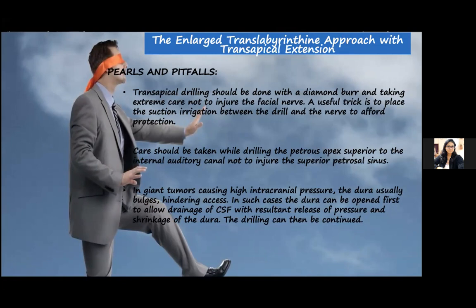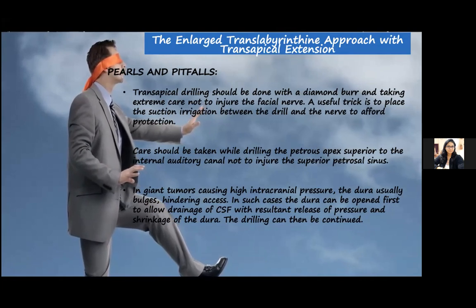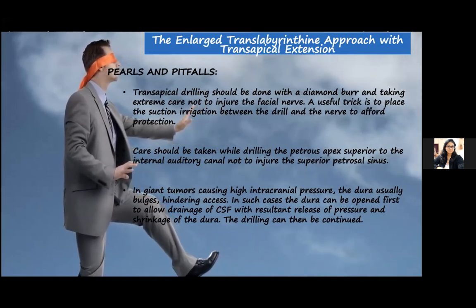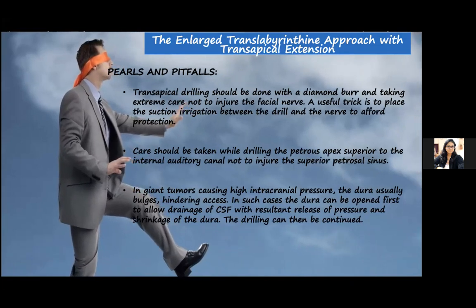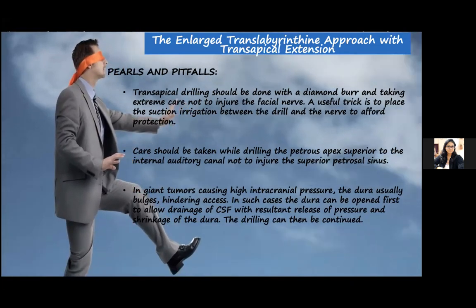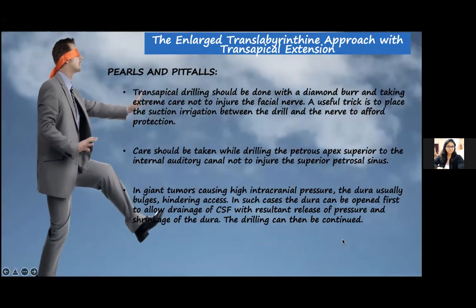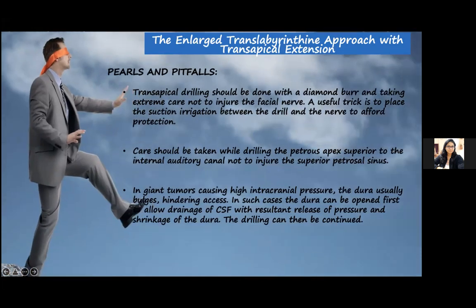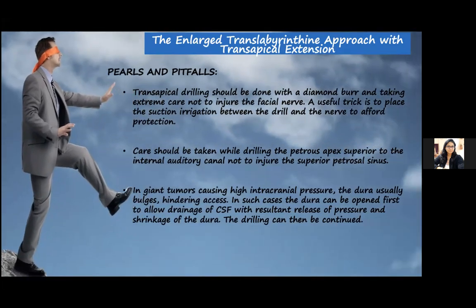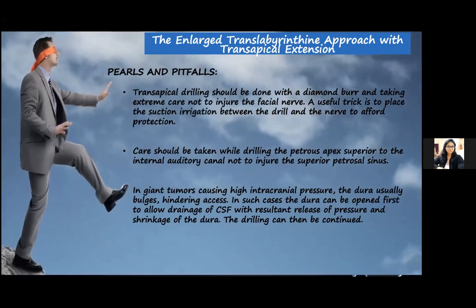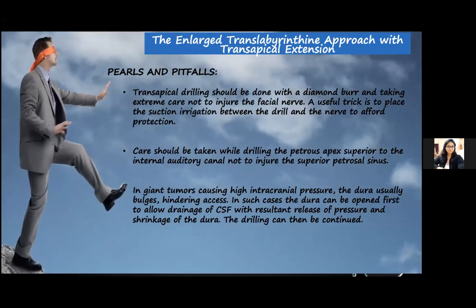And next, care should be taken while drilling the petrous apex superior to the internal auditory canal. So here lies the superior petrosal sinus, so more care should be taken while you are drilling superior to the internal acoustic canal. And if it is a giant tumor causing very high intracranial pressure, the dura usually bulges. It hinders the access. So in such cases, the dura can be opened first to allow drainage of the CSF. Okay, and with the resultant release of pressure and shrinkage of the dura, you can continue the drilling. So these are small pitfalls and pearls which you will have to adopt.